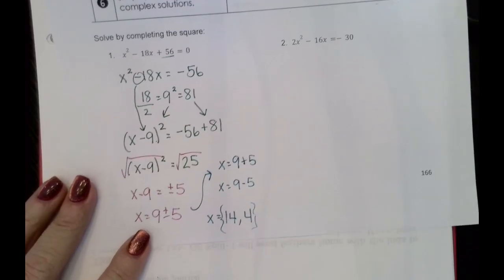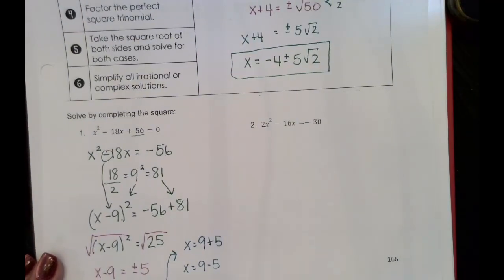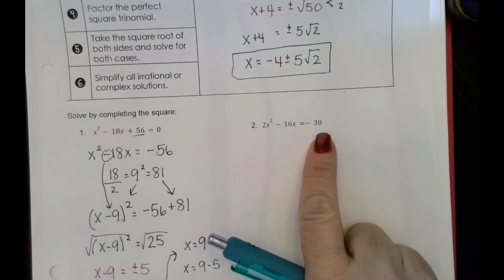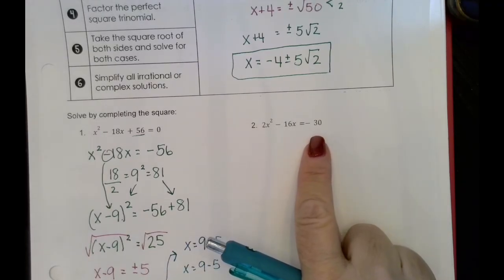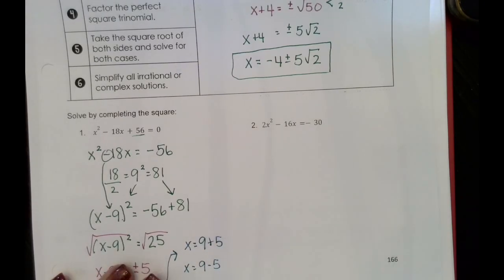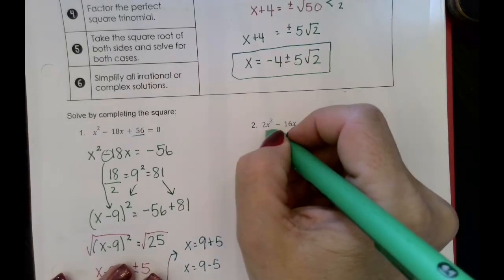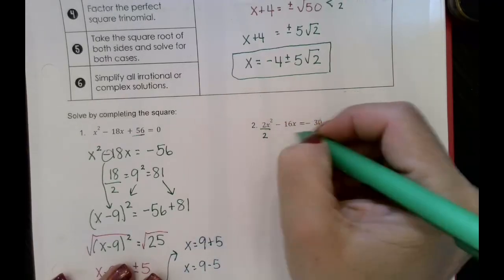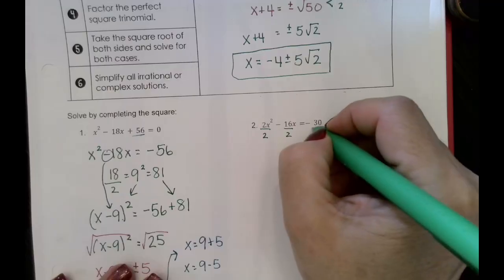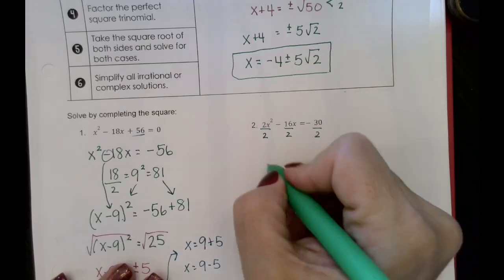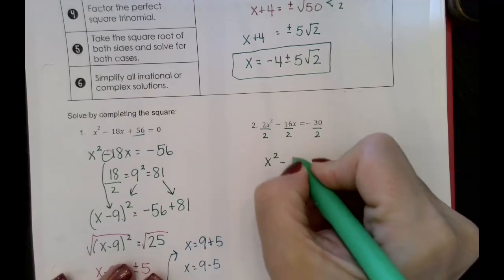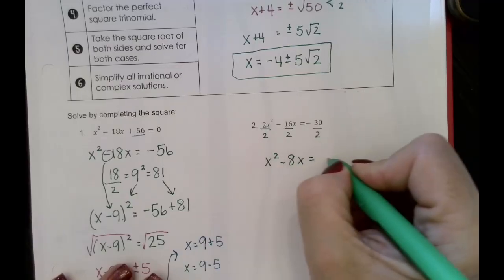All right, I'm going to go ahead and pause the video, and I'm going to let you try this one. This is already in the form that we want, so you don't have to move anything. Actually, you know what? Never mind. I take that back, because this is a little different. I have this 2 here. So I'm going to divide by 2, divide by 2, divide by 2. So now this gives me x squared minus 8x equals negative 15.